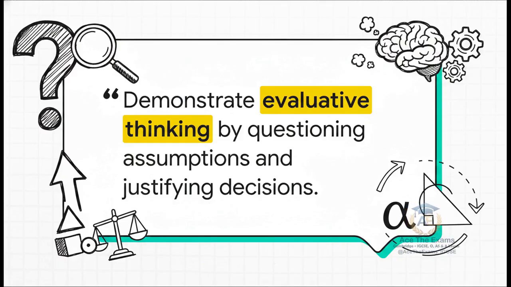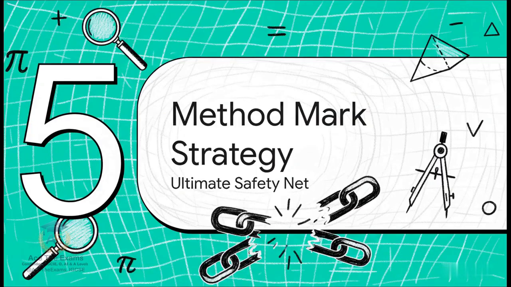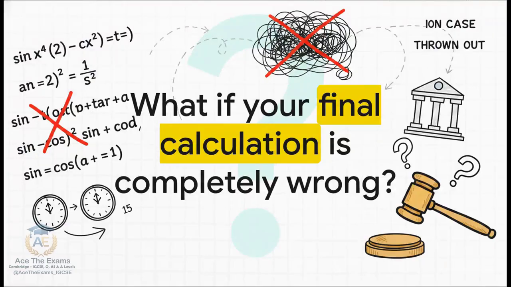You are building a logic string. If you don't justify your choices, the examiner literally cannot give you the top grade. Section 5. The method mark strategy, the ultimate safety net. Let's talk about what happens when things go wrong. Because, let's be real, even the best detectives sometimes hit a dead end mid-investigation.